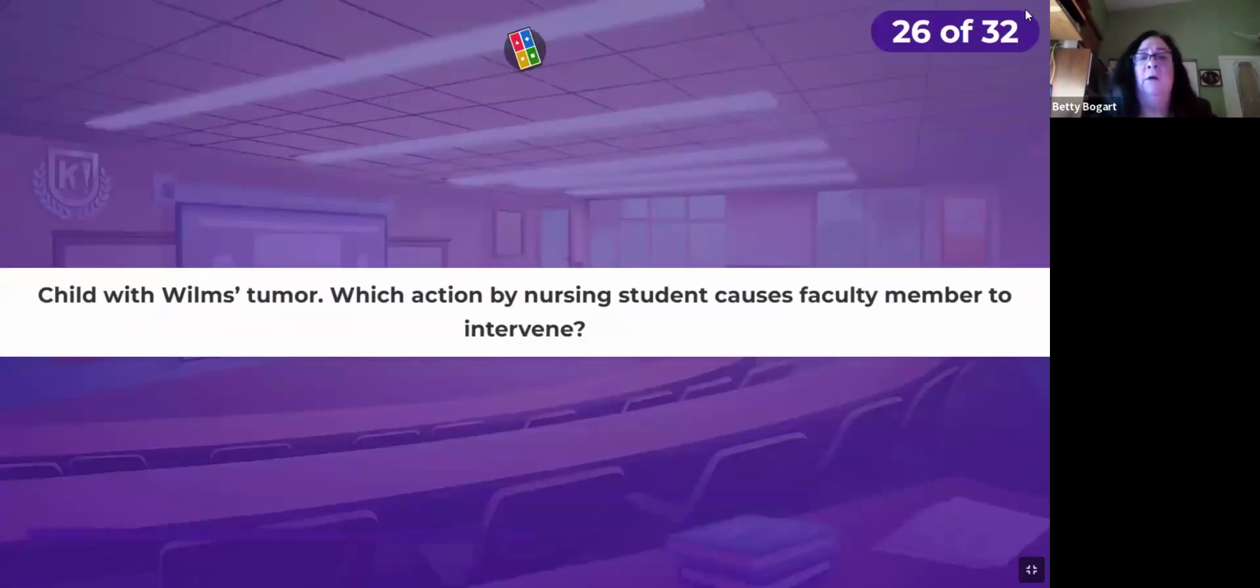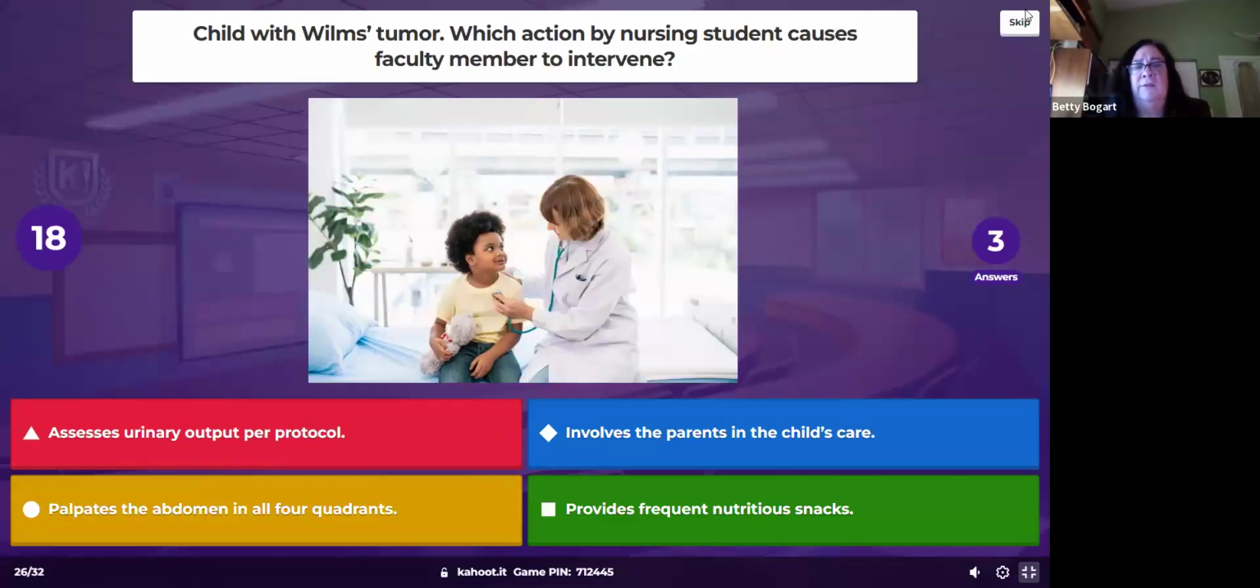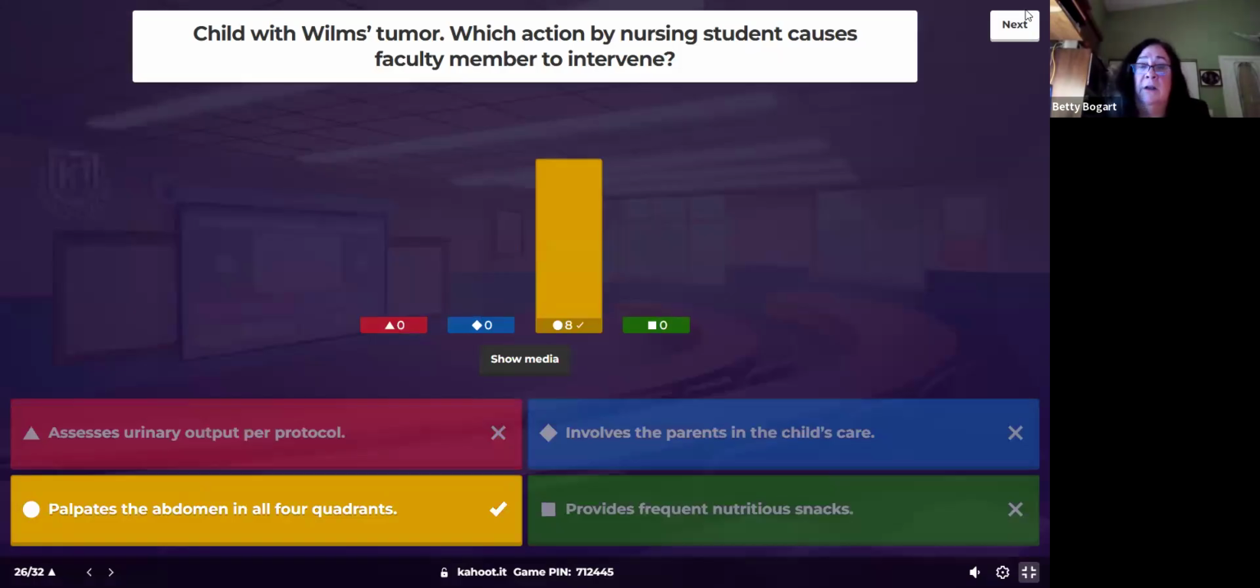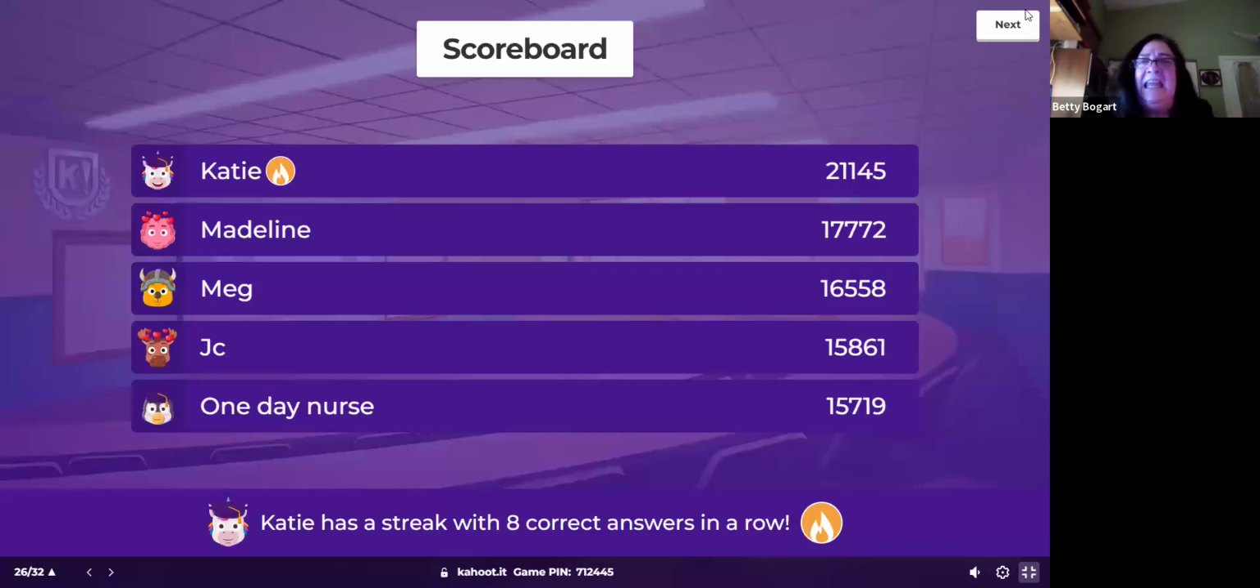Which child with a Wilms tumor, which action by a nursing student causes a faculty member to intervene? What's the student doing wrong? She's touching that good old abdomen. Remember, Wilms tumor is a kidney tumor. With a lot of tumors that have to do with the kidneys, always correlate kidneys with, how's my blood pressure? This is a child who might get medications like Vasotec to help keep those blood pressures down. That is Wilms tumor, kidney.